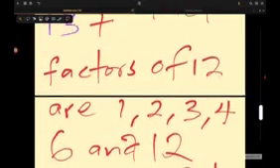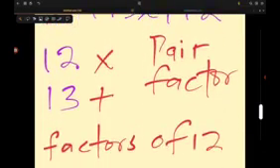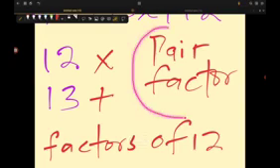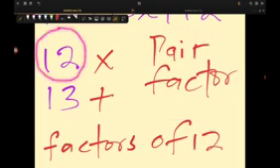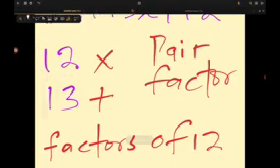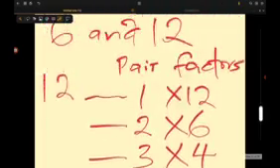And remember I told you that the pair factors we are looking for, those two numbers, when you multiply them, they should give you 12. The same two numbers, when you add them, must give you 13. So that is where you now need to quickly do some work. Let me go and check the pair factors I've written for 12.